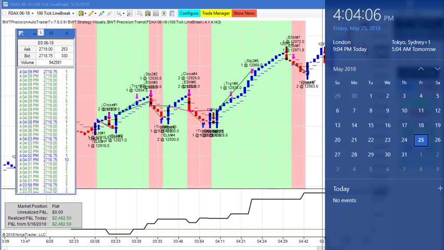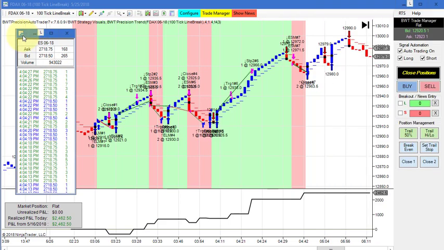Hello everybody, it's Friday, May 25th. It is 4:04 p.m. Eastern Time, and you can see my computer clock here on my right. On my left is the time and sales, the Emini S&P currently trading at 2718.75. It is Memorial Day weekend, and the markets have been pretty slow the last couple of days.